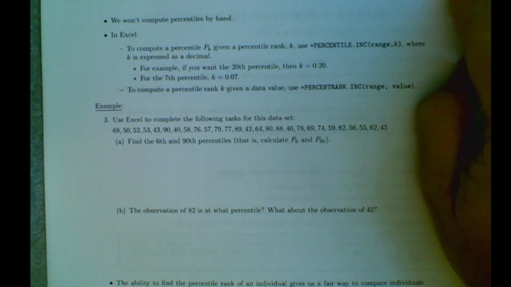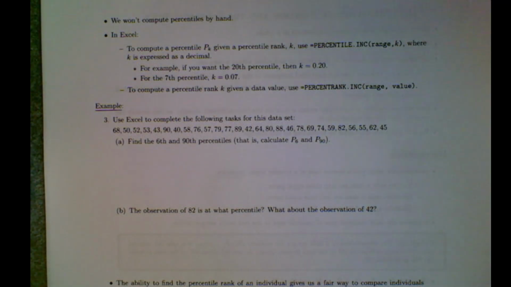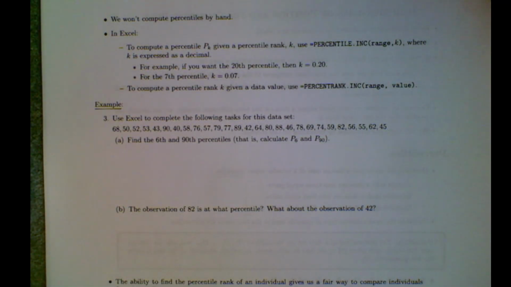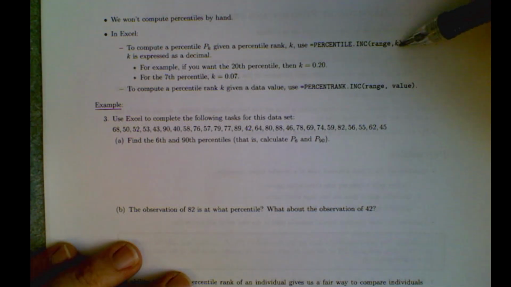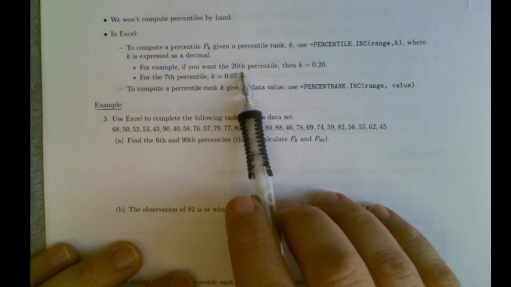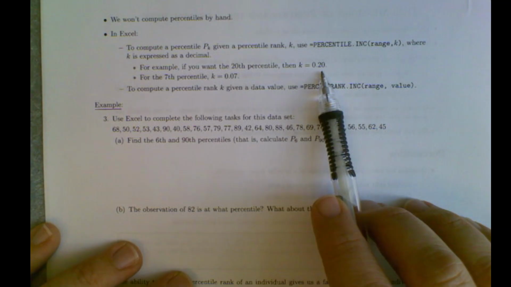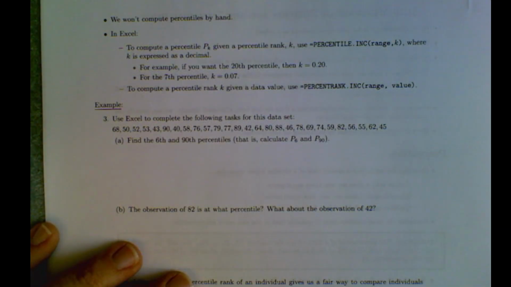And so the function that we're going to use in Excel is the PERCENTILE.INC function. We'll have to select the data, and then we'll also have to enter the percentile that we want Excel to compute for us. The percentile will be expressed as a decimal. So for example, if you want the 20th percentile, then k will be 0.20. And for the 7th percentile, k would be 0.07.